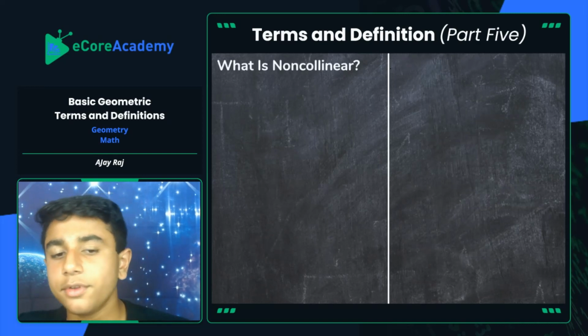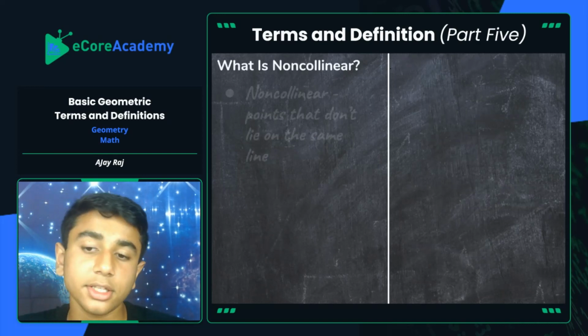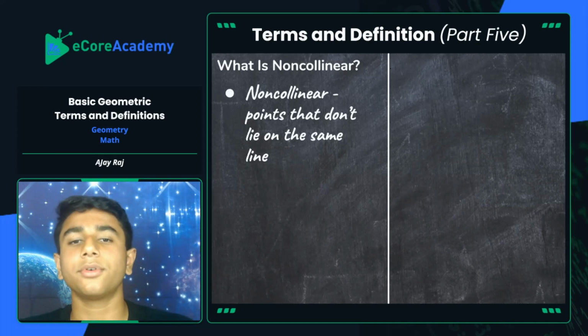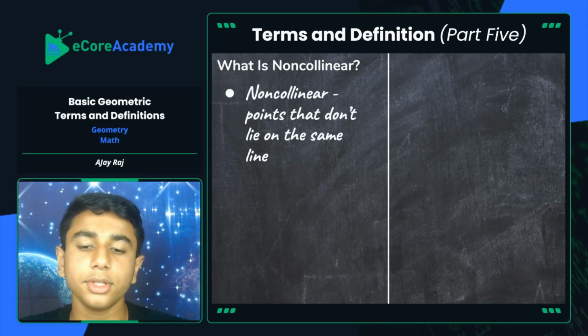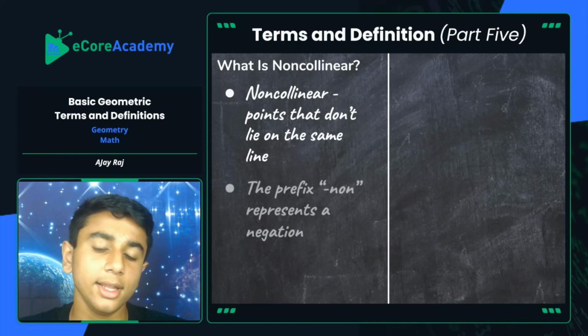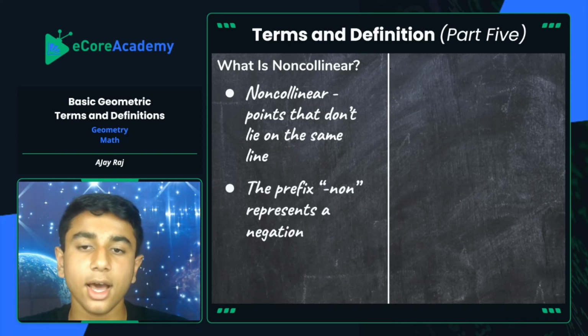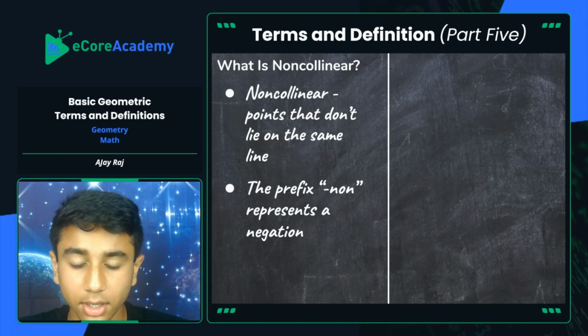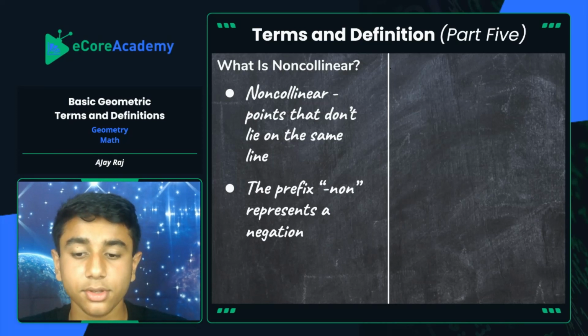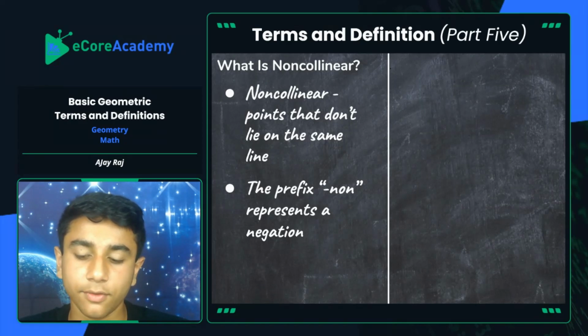And then our last 2 definitions, we have what is non-collinear. It's basically just the complete opposite of what collinear is, and non-collinear points are points that don't lie on the same line, as it has the prefix non. Non represents a negation, which is basically saying not collinear or opposite of collinear.